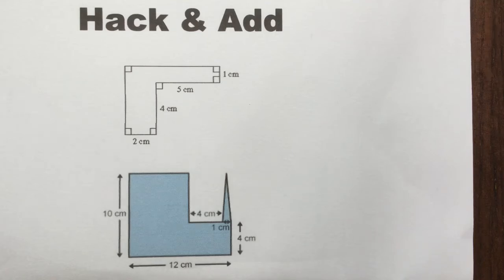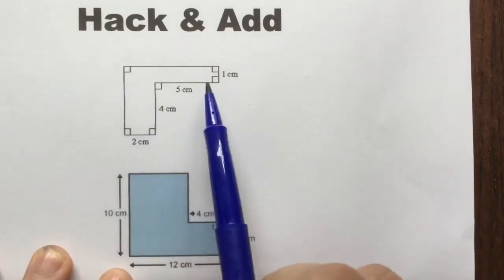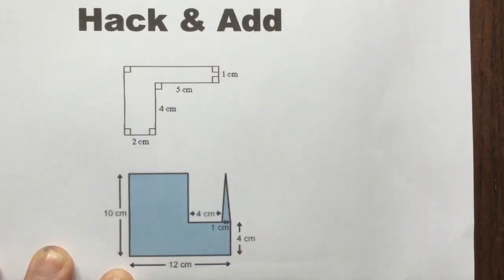Hi everybody, Ms. Daly here, and I'm here to talk about two strategies that you can use to find the area of compound shapes. So a compound shape is just any of these types of shapes that are made up of multiple rectangles and triangles.